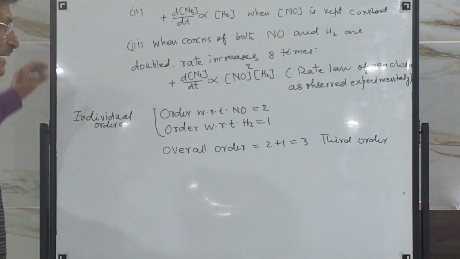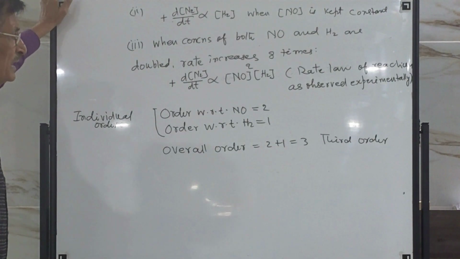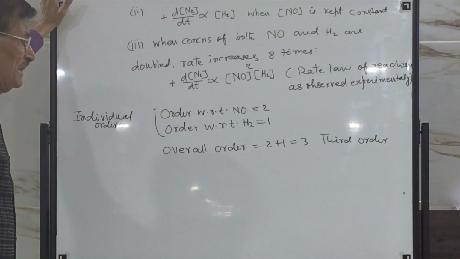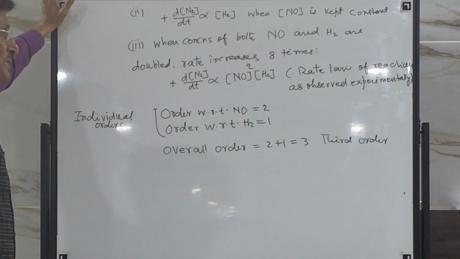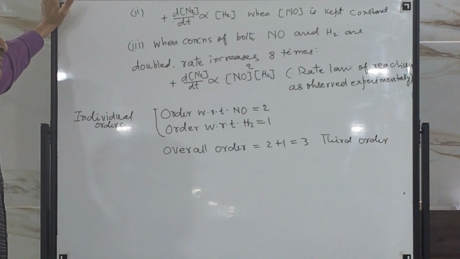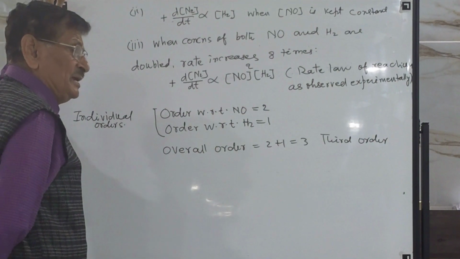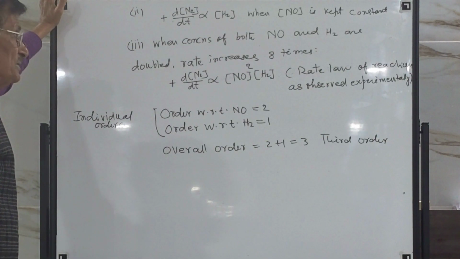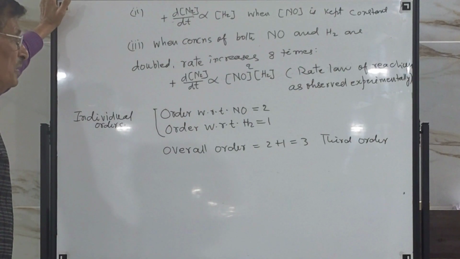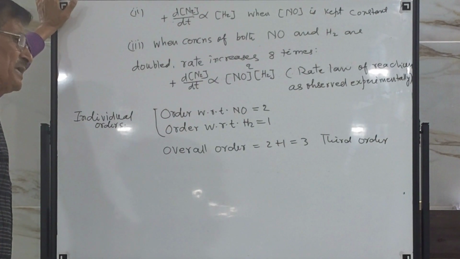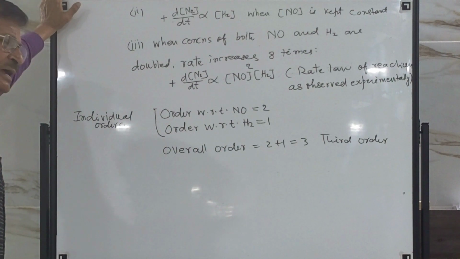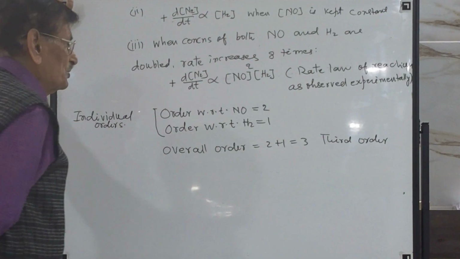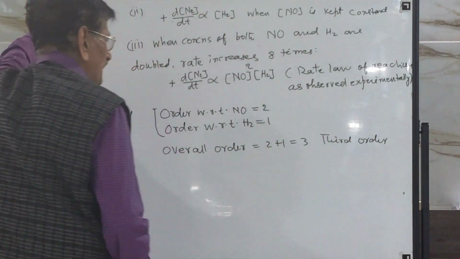Thus, we see that the order of reaction is actually an experimental property. It can be known only when you know the rate law of the reaction, and the rate law of the reaction is determined experimentally. You can't determine the rate law just by seeing the chemical equation. If the reaction is elementary, then the rate law will follow the equation, but if the reaction is complicated, it will not. So we have to carry out experiments.